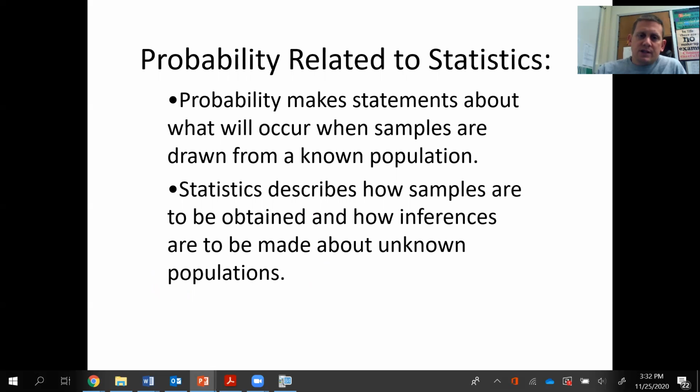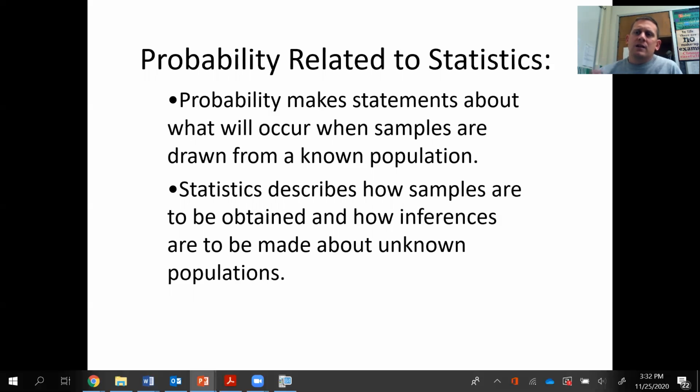Probability related to statistics. Probability makes statements about what will occur when samples are drawn from a known population. Okay, probability is what should happen. Doesn't always happen. Statistics describe how samples are to be obtained and how inferences are made about unknown populations. So probability is really based on what we know and what is supposed to happen. Statistics is analyzing things that we don't really always know, and we're trying to infer.